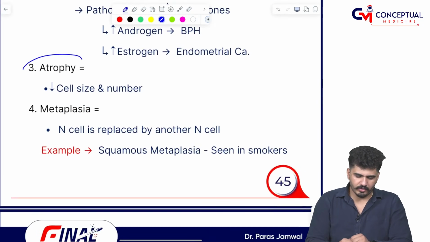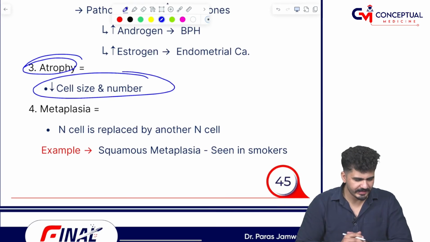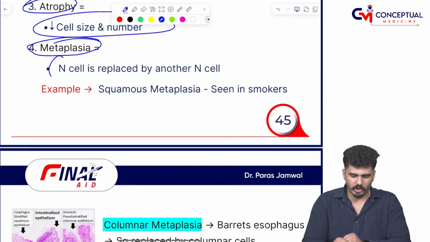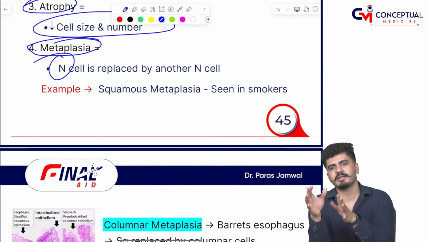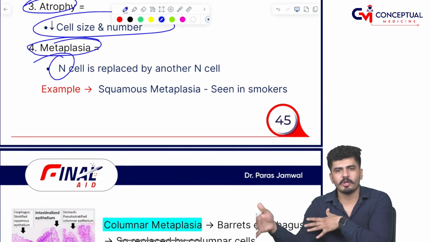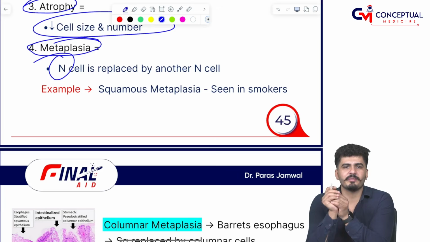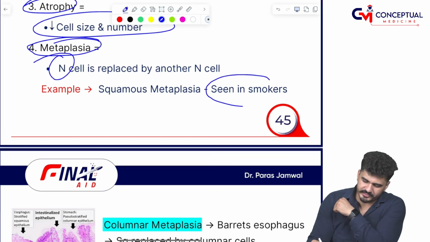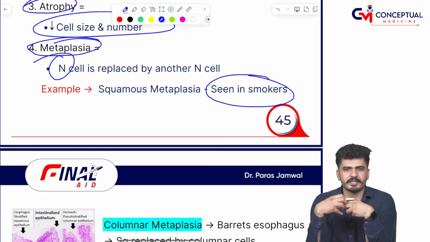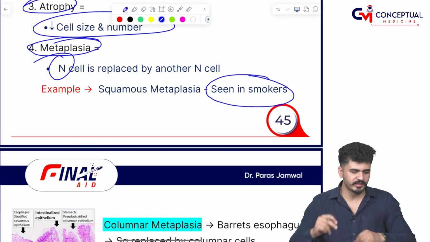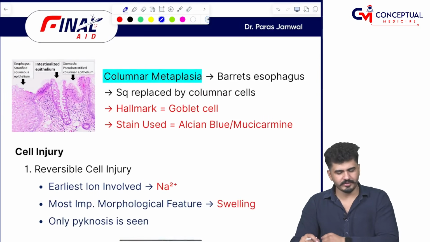Now atrophy is decrease in cell size and number, my dear friends. And metaplasia is normal cell replaced by another normal cell, like squamous is replaced by columnar, columnar is replaced by squamous. So the best example is squamous metaplasia, which is seen in smokers. So your columnar cells in the lungs are replaced by squamous because of a lot of smoking. A lot of smoking will lead to this.